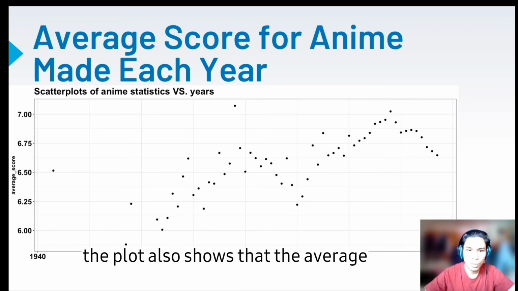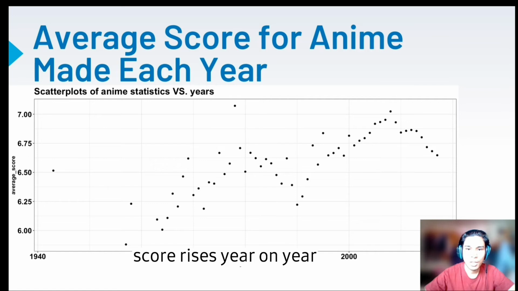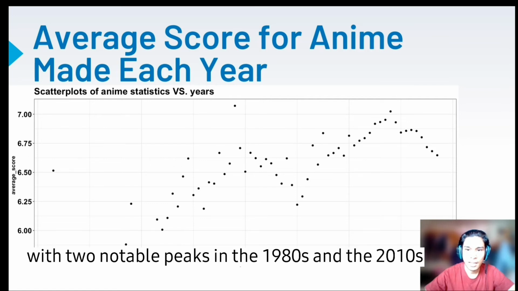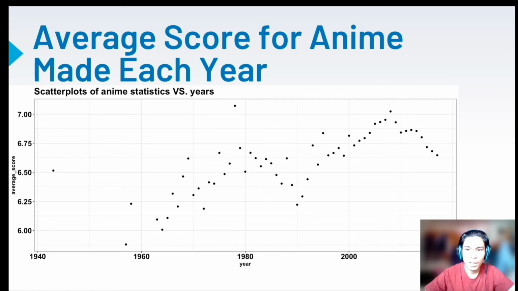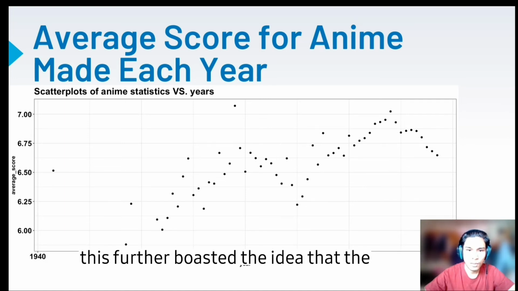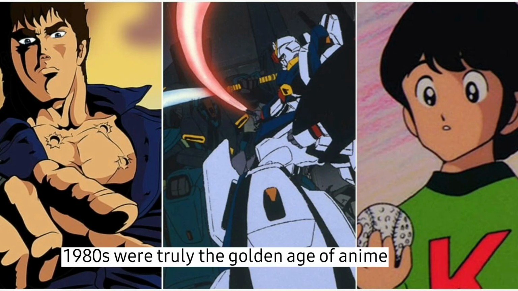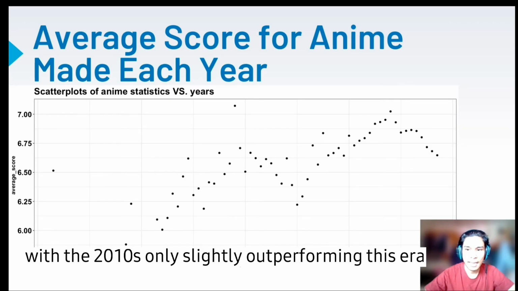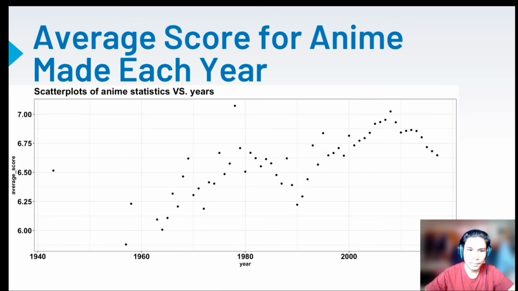The plot also shows that the average score rises year on year with two notable peaks in the 1980s and the 2010s, with a large drop in average scores in the 1990s. This further bolsters the idea that the 1980s were truly the golden age of anime, with the 2010s only slightly outperforming this era.